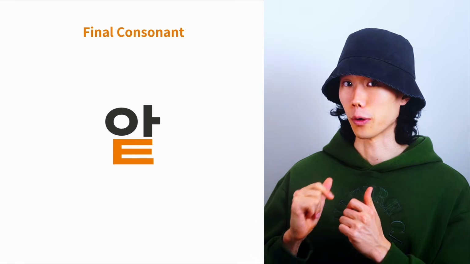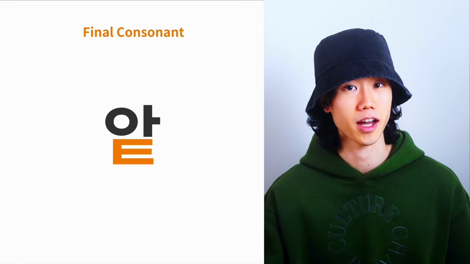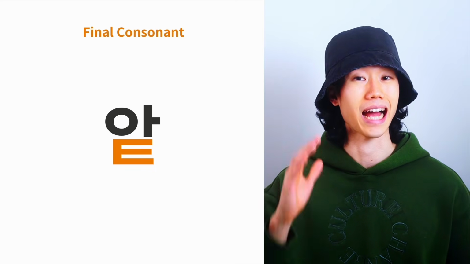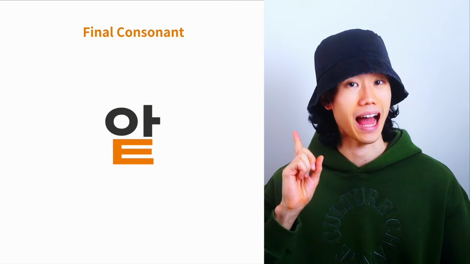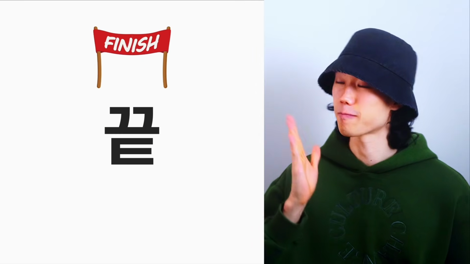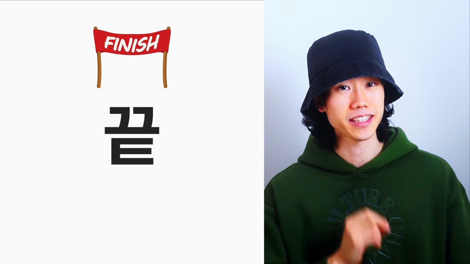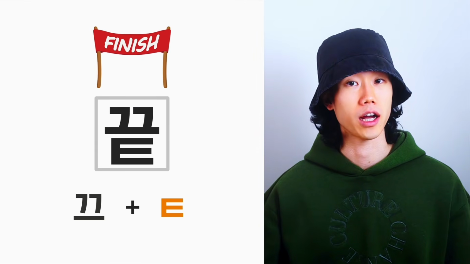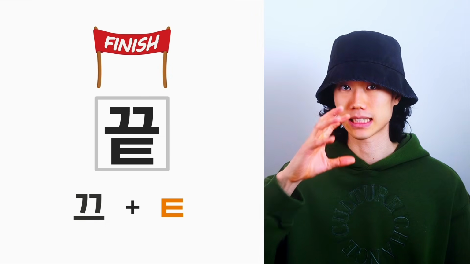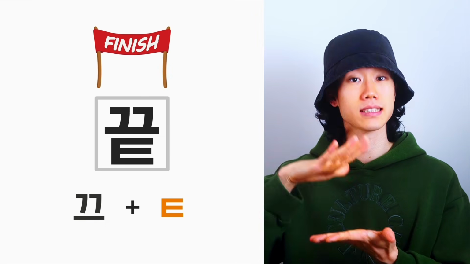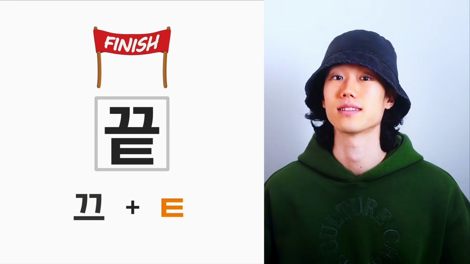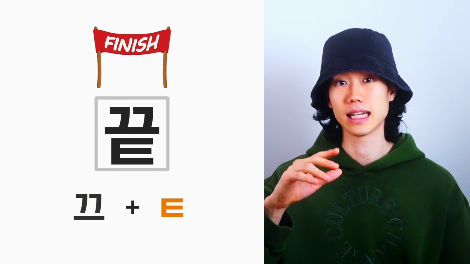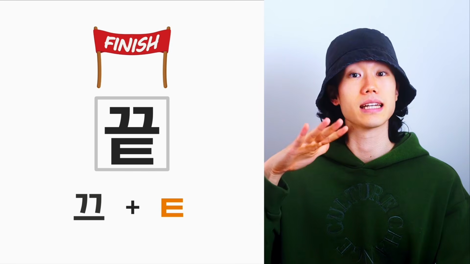Next. Oh, there is two sound consonant in the final consonant. A plus two. At. Got it? In the case of this word, without the final consonant, it is like 그. And the sound of the final consonant, which is t. So, 그, t. 끝.